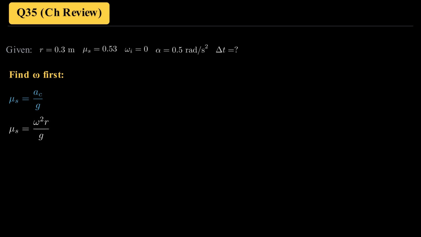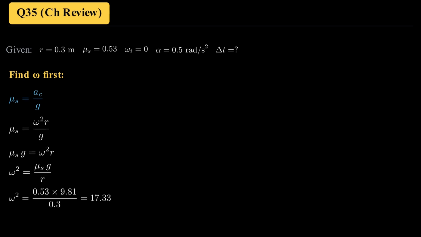Because we have omega, we are going to say mu s is equal to omega squared multiplied by R divided by g. Since you are trying to find omega, omega squared is going to be mu s multiplied by g divided by R. How can you rearrange the equation? You can do this: multiply mu s by g, like cross multiplication, and mu s multiplied by g is going to be omega squared multiplied by R. You are trying to find omega, so divide both sides by R. So omega squared is mu s multiplied by g divided by R.